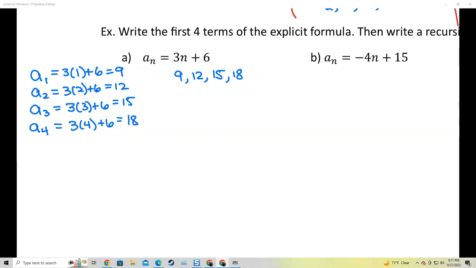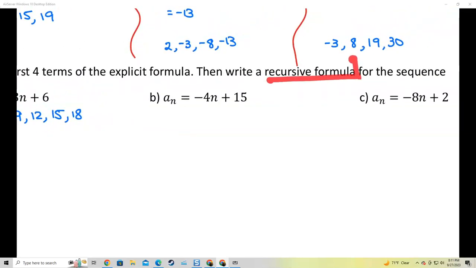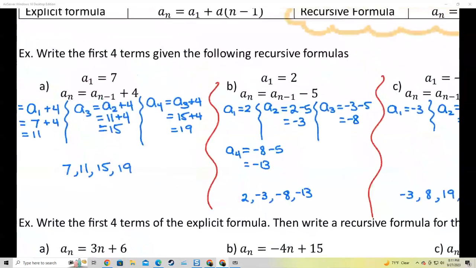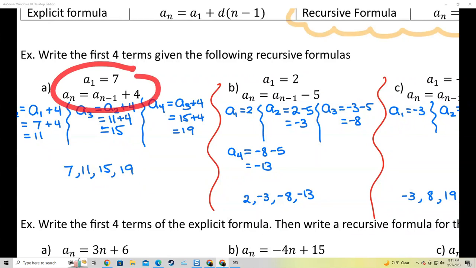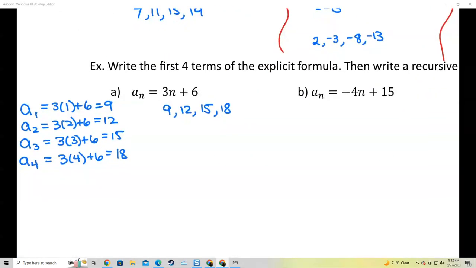I found the first 4 terms using the explicit formula. Now I need to write a recursive formula for the sequence. Remember how our recursive formulas look. There are 2 parts to it. The first part is you need to tell me what the first term is. The second part is to get the nth term, you need to take the previous term and do something. Okay, so let's figure out the pattern here. What am I doing each time? It looks like I'm adding 3 each time. This is plus 3, plus 3, plus 3. That means my common difference, my D, equals 3.